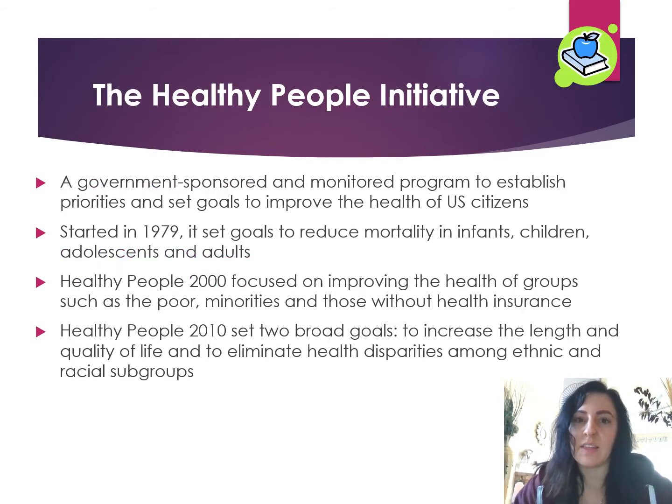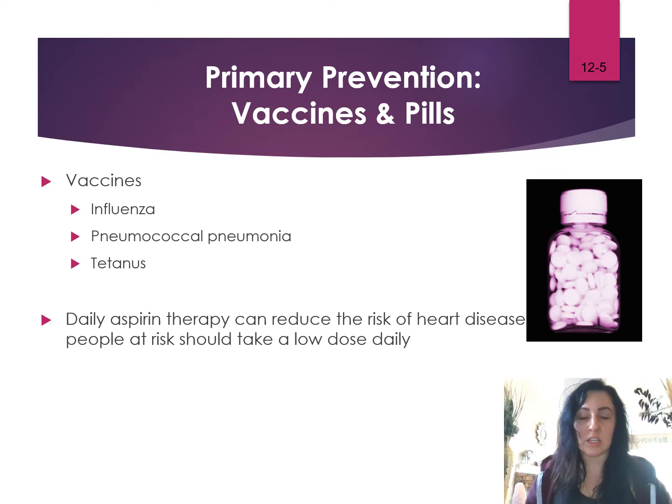Okay, so the Healthy People Initiative. Typically every 10 years, every decade, there is a new Healthy People Initiative, and this is a government-sponsored and monitored program to establish priorities and set goals to improve the health of U.S. citizens, right, of Americans. It started in 1979, and the whole point was primary prevention.